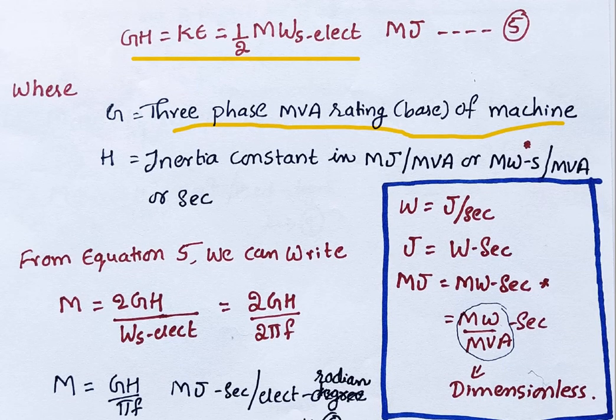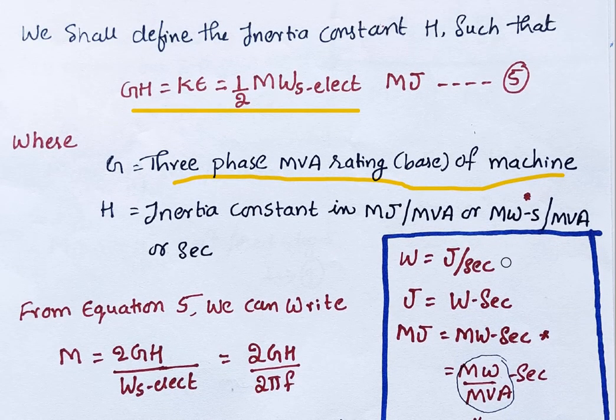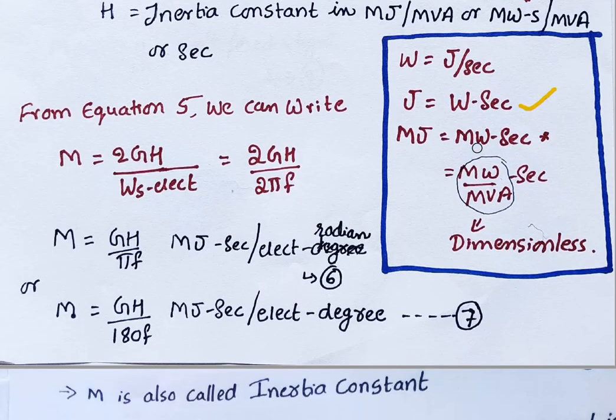Now let us see here, watt equals joule per second. Now J equals watt second. If I want a larger quantity, megajoules equals megawatt second. Now if you divide megawatt by MVA, it is dimensionless, so it will be 1, so it remains second only.